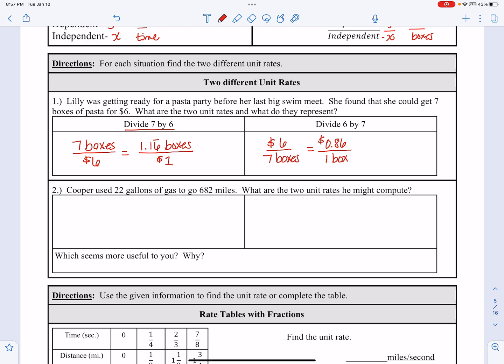And so then you have to just look at this and go, okay, what makes more sense? Okay, she found she could get 7 boxes of pasta for $6. Do you want to know how many boxes you can get for $1, or do you want to know how much it is per box? And so that's what you have to think about, and you should recognize that this makes a little bit more sense. I can't really have part of a box anyway, so that's really silly to me. Okay, all right, let's go ahead and look at the next one.